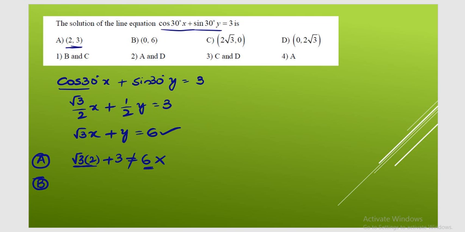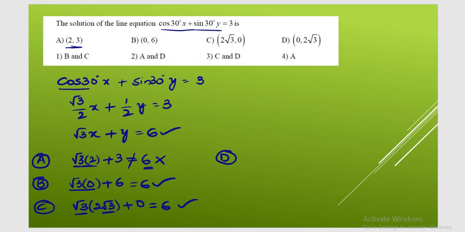Next moving on to point B. When I substitute point B, root 3 into 0 plus 6. So this is 0, and 0 plus 6 is 6. So point B will satisfy the given equation. Next moving on to point C. So root 3 into 2 times root 3 plus, what is the value of y? 0. So this gives me root 3 into root 3 is 3. So 3 into 2 is 6. So it is equal to 6. So point C also will be satisfying.